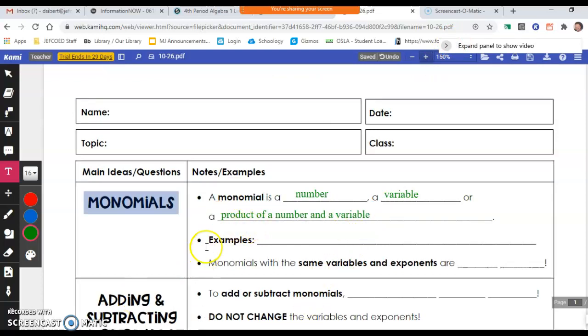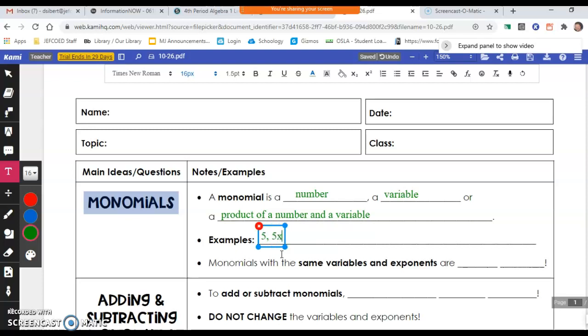Now, examples of monomials, guys, I'm going to give y'all some examples. Now, again, these are examples. These are not limited to just what I give you. An example of a monomial would be 5. It also could be 5x. It also could just be x. Okay, like it talks about in the first two things, what monomials are, guys. It could be a number, it could be a variable, or it could be basically a combination of all of those things.